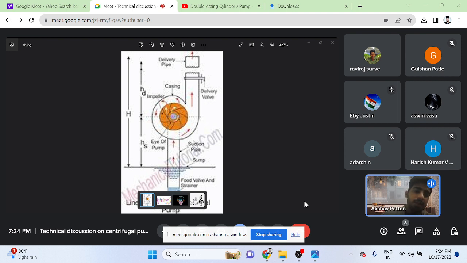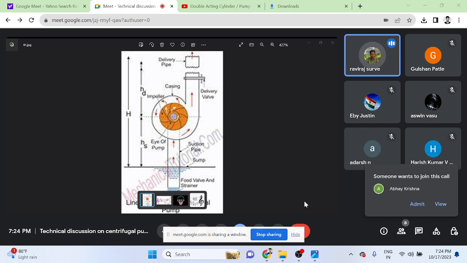The next question is about sealing box or stuffing box or gland packing. What is sealing box and stuffing box or gland packing, and why is it important in centrifugal pump? Anyone? Yes, please.